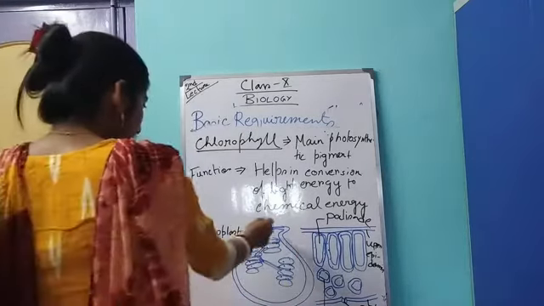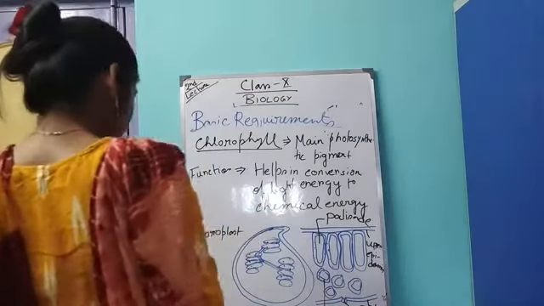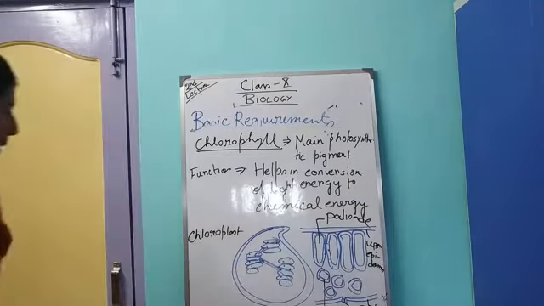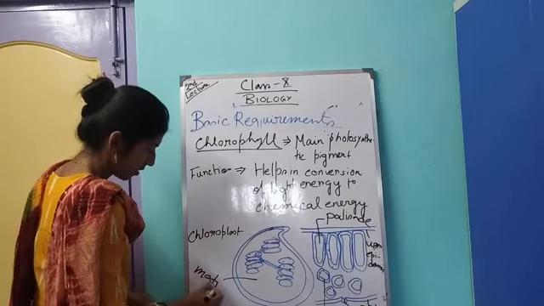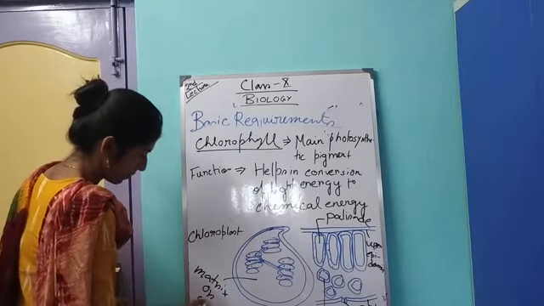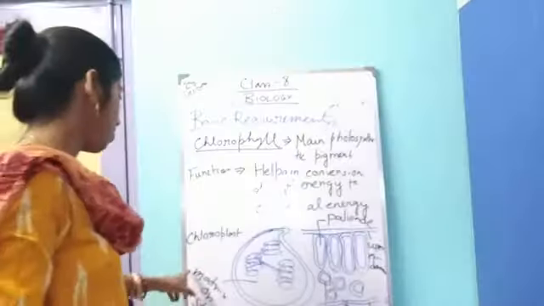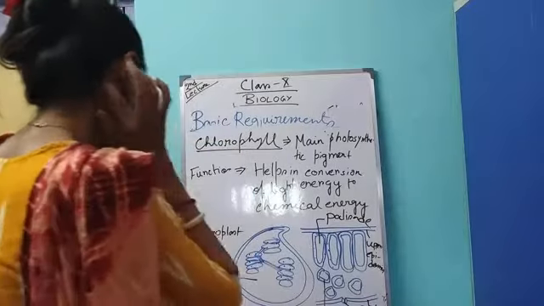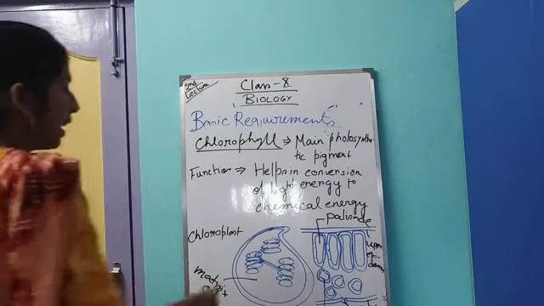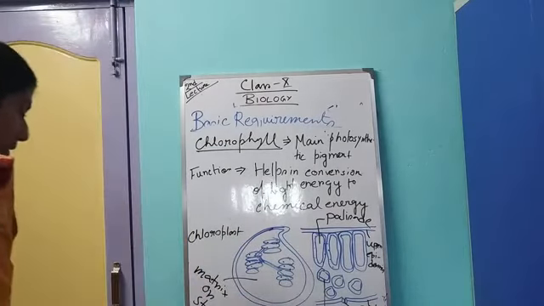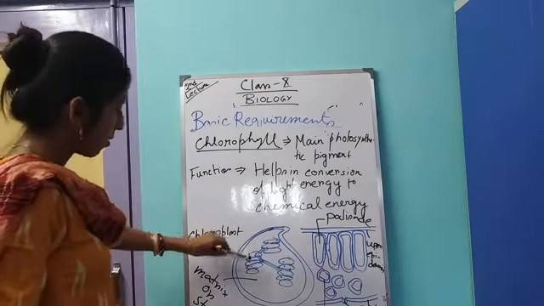Now we will be able to see the structure of the chloroplast. Chloroplast is a double membranous structure. This portion is called the matrix or stroma, and these structures are called thylakoids, and this total structure is called a granum, and in plural, grana. These are the main parts of chloroplast. So we have found the main two structures, thylakoids and matrix.